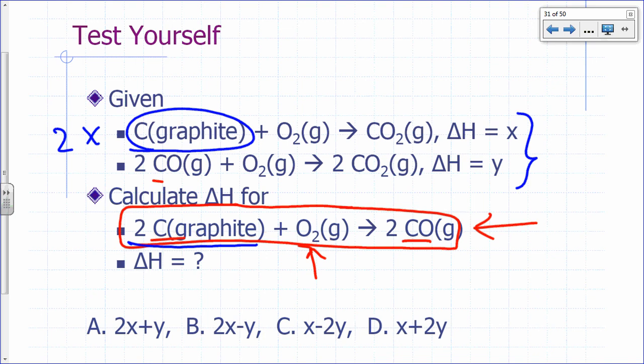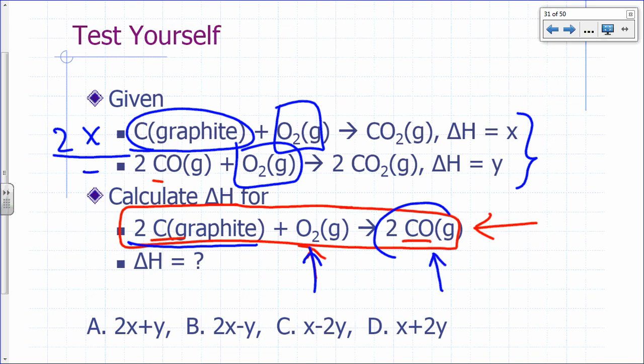And what else do you want? You want carbon monoxide. You don't want to have to deal with O2 because there are 2 reactions that give you O2, so you don't want to worry about O2 for now. You just want to make sure that you have 2 graphites on the left, and the way to do that is you multiply the first equation by 2. You want 2 carbon monoxides on the product side, so what should you do with the second reaction? Just reverse it.